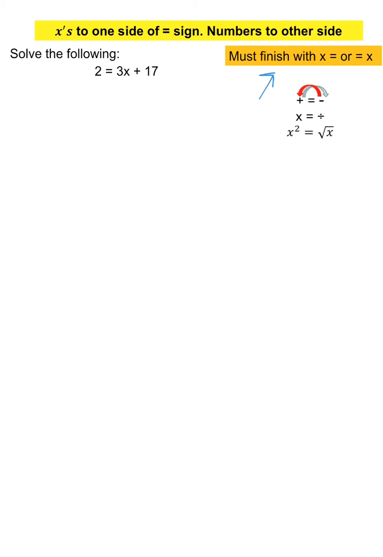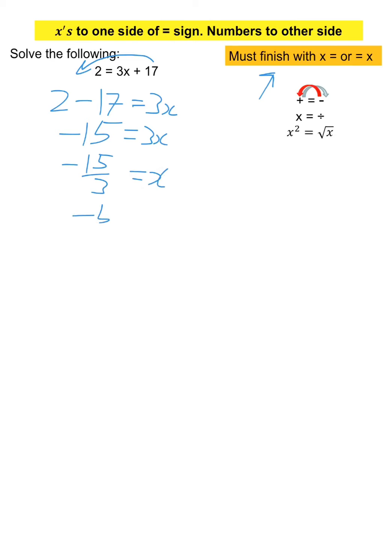So the first option, we can bring the 17 over here. So then we'll have 2 minus 17 equals 3x. So we have minus 15 is equal to 3x. And then minus 15 divided by 3 is equal to x. So minus 5 is equal to x. See the way I have the x on the right? That's fine. So you can have the x on the left or the right, as long as x is positive to finish with, that's fine.